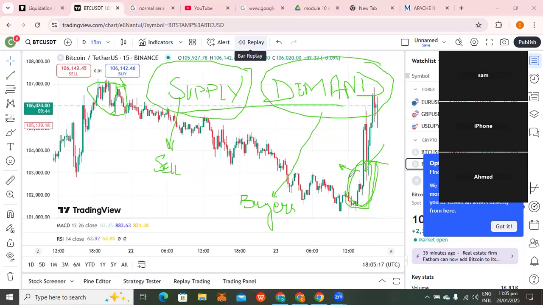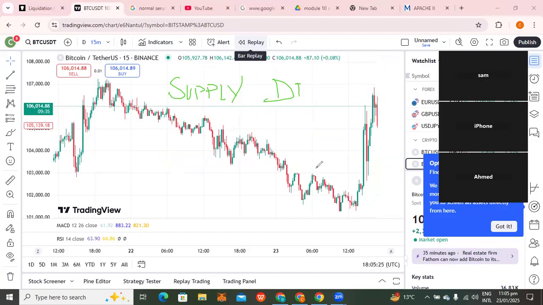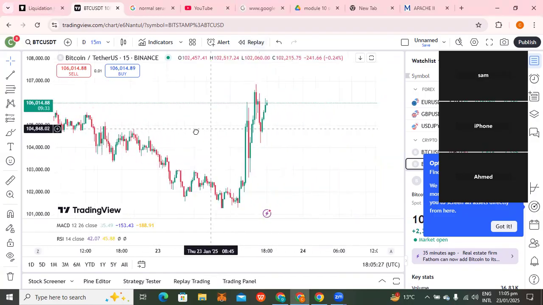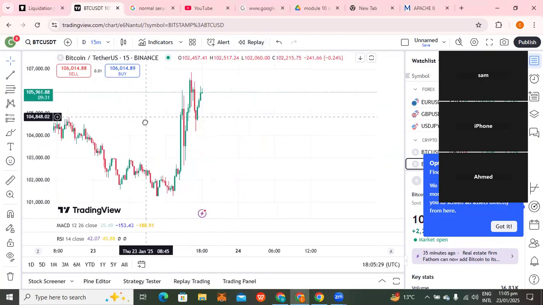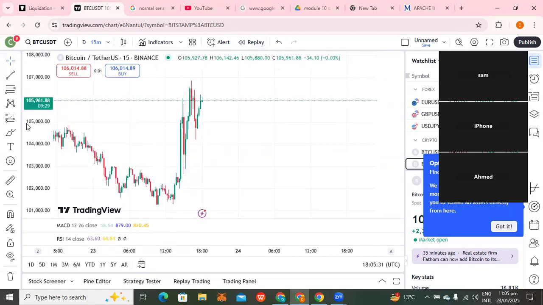You have to use the power of the past. Supply and demand works on past levels. Let me explain what I mean by that. Currently, this is the graph of BTC, this is what we can see on BTC.